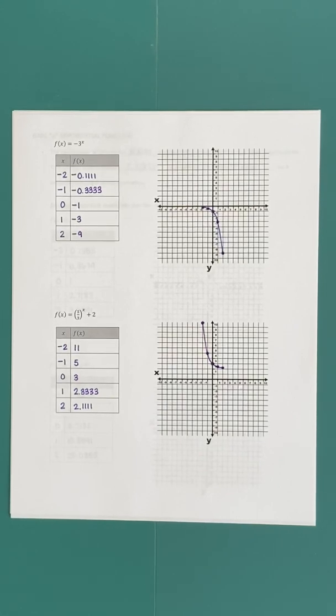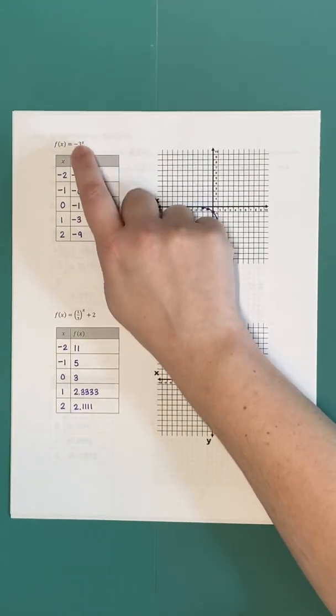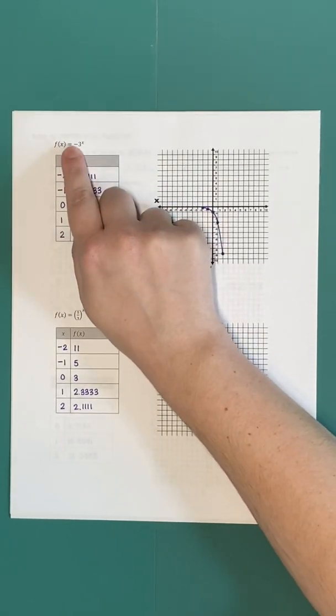So is this negative 3 to the x, or is it 3 to the x then made negative? It's actually the latter, it's the second. So if we wanted it to be negative 3 to the x, we would have to put parentheses around the negative and the 3. If it's written in this way, what that means is take 3, raise it to this power, and then take the result of that and make it negative.